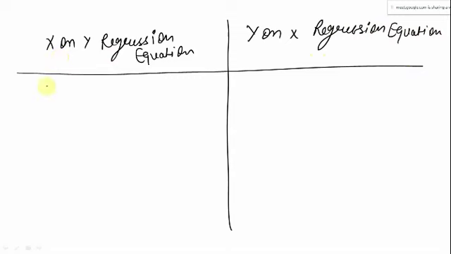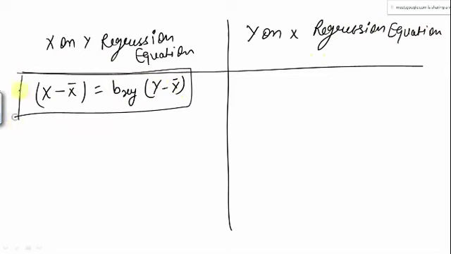The x on y regression equation can be found out by using x minus x bar is equal to bxy times y minus y bar. We can find out x on y regression equation by using this, and y on x can be found out as y minus y bar is equal to byx times x minus x bar.